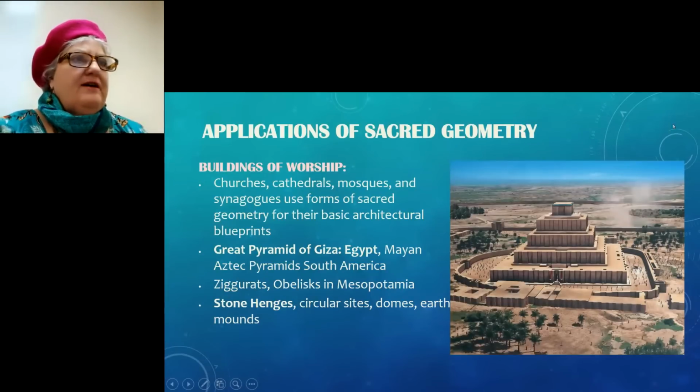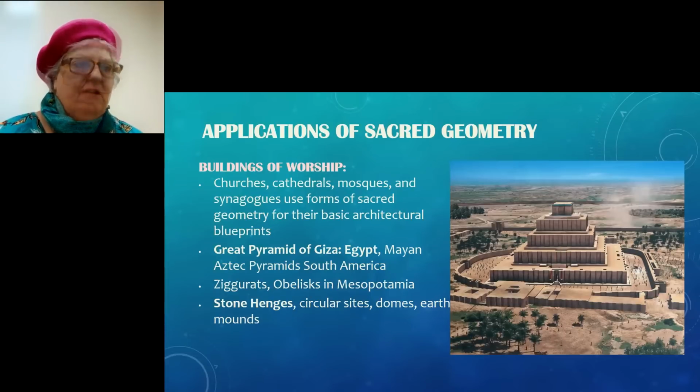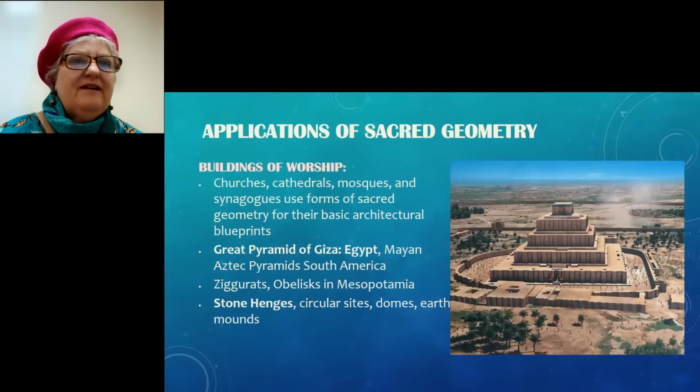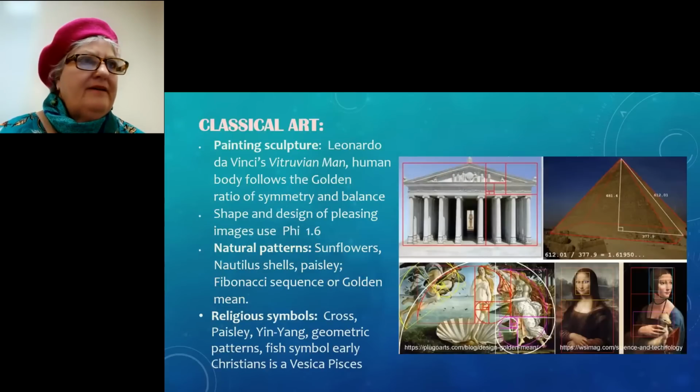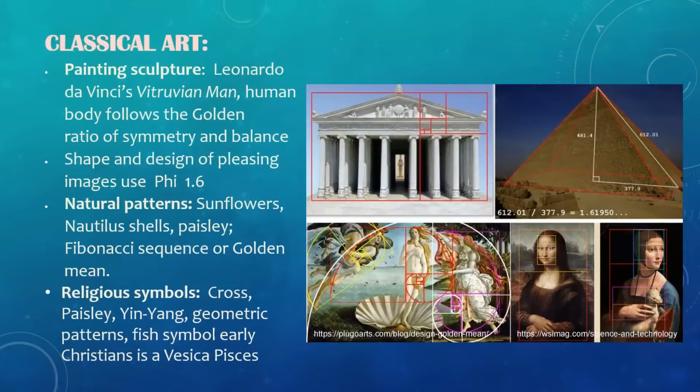So applications of sacred geometry are first, very evident in buildings of worship, churches, cathedrals, mosques, the Great Pyramid of Egypt, the Stonehenge, and the many circular sites around the world. This is a ziggurat in Mesopotamia, Iran, I think. And we see it in classical art, evidence of the golden mean in buildings and in art design. Also within the Great Pyramid, the angle of the height to the base and the slant is evidence of the golden mean.